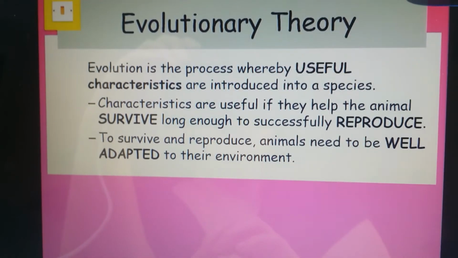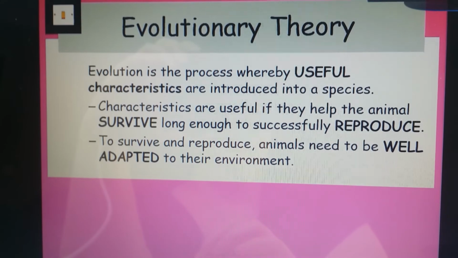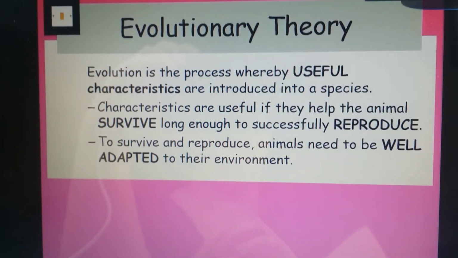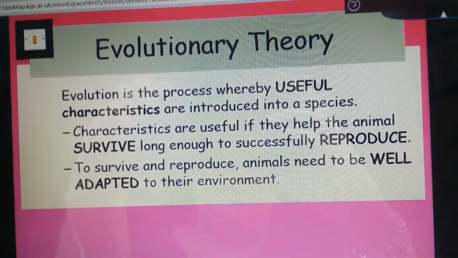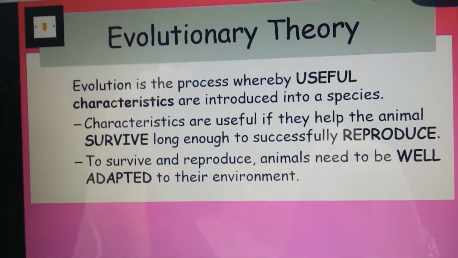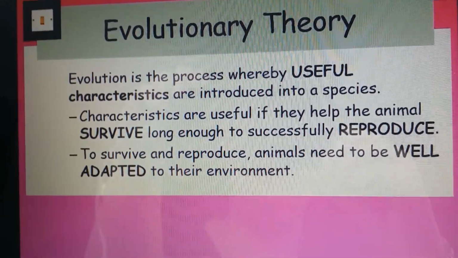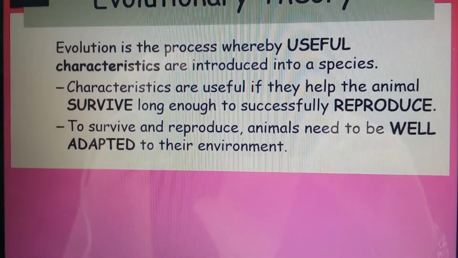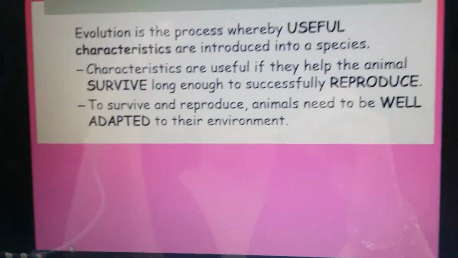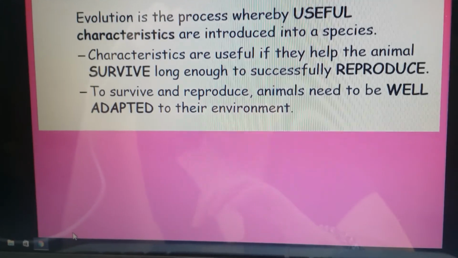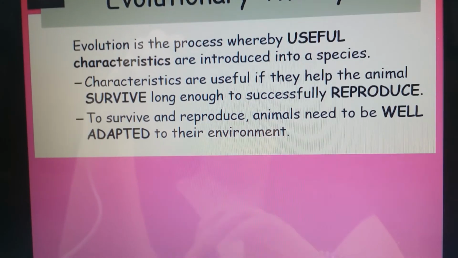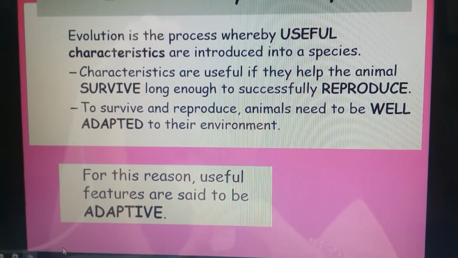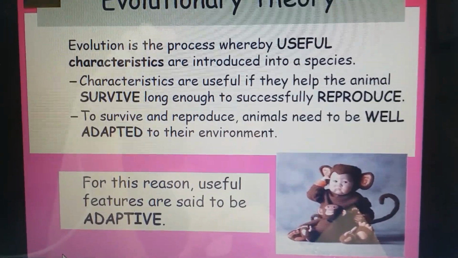So, these are the key characteristics of evolutionary theory. First of all, evolution is the process whereby useful characteristics are introduced into a species. Characteristics are useful if they help the animal to survive long enough to successfully reproduce. To survive and reproduce, animals will be well adapted to their environment. So adaptive means useful. So, useful features are seen to be adaptive.